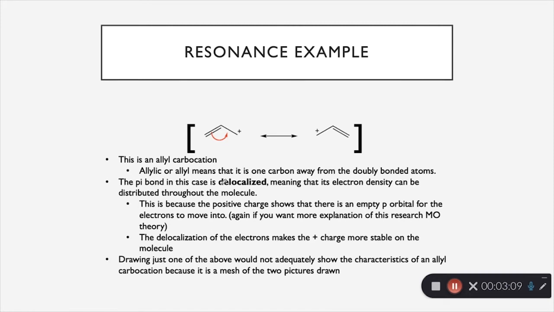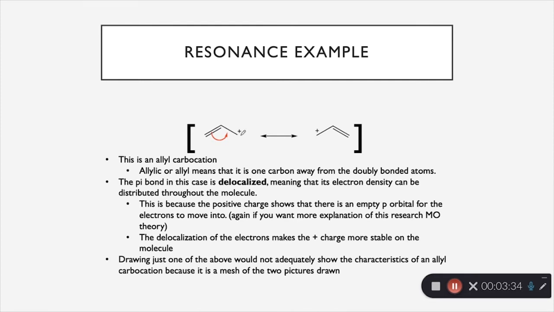So this is an allyl carbocation. Allylic or allyl means that the positive charge, or in some cases a negative charge, is one carbon away from a doubly bonded atom. We see here these two carbons have a double bond between them, and so the carbon over is going to be the allylic carbon.